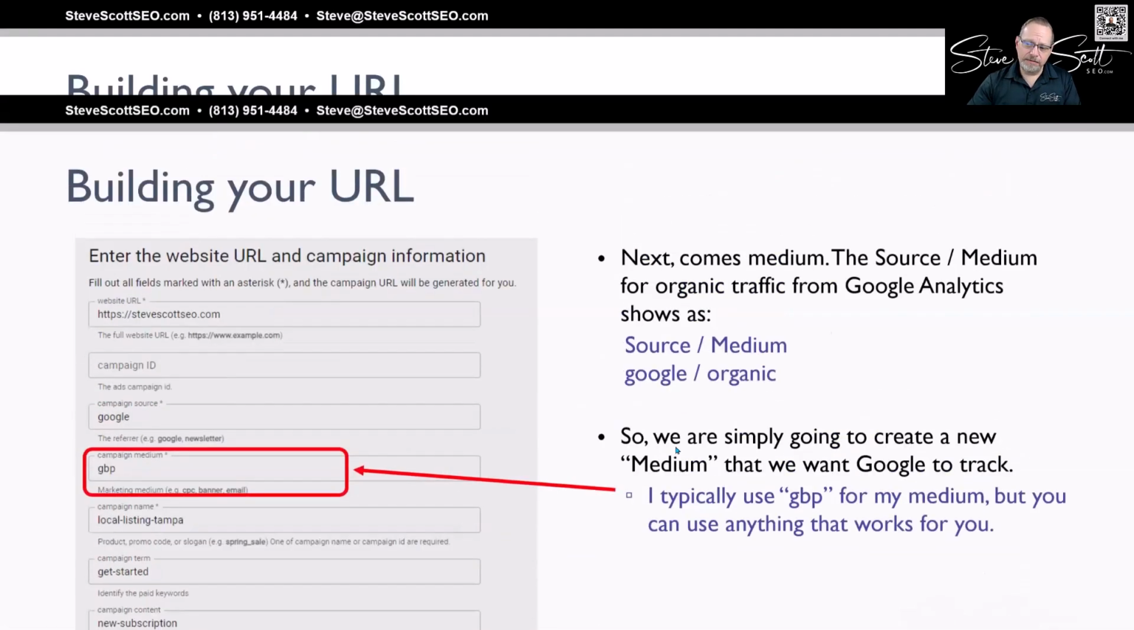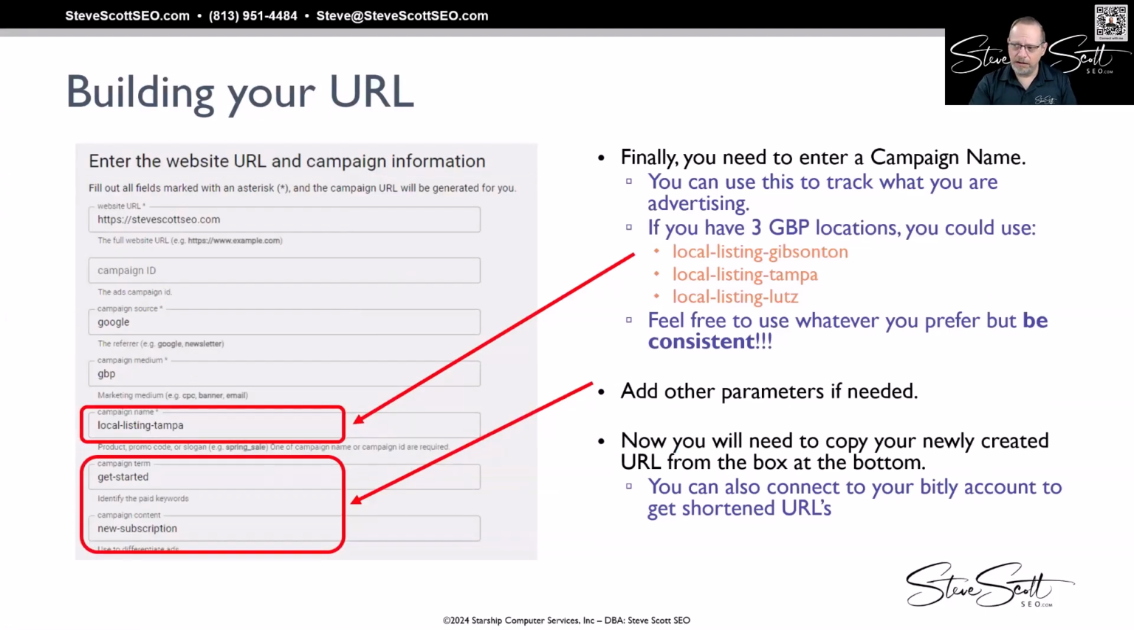Okay. Now, there are some things to keep in mind about this. Of course, we can put in our campaign name to track whatever we're advertising. So for example, since we're looking at tracking GBP locations, if we have 3 locations, then we want to have one location for Gibsonton, one location for Tampa, one location for Lutz. So each one of them is going to have their own URL that's going to be tracked differently in Google Business Profile. And I'll show you what that looks like in a minute. So feel free to use whatever you prefer, but just be consistent, right? You don't want to change things, make things different. You want to be very, very consistent when you're doing this.